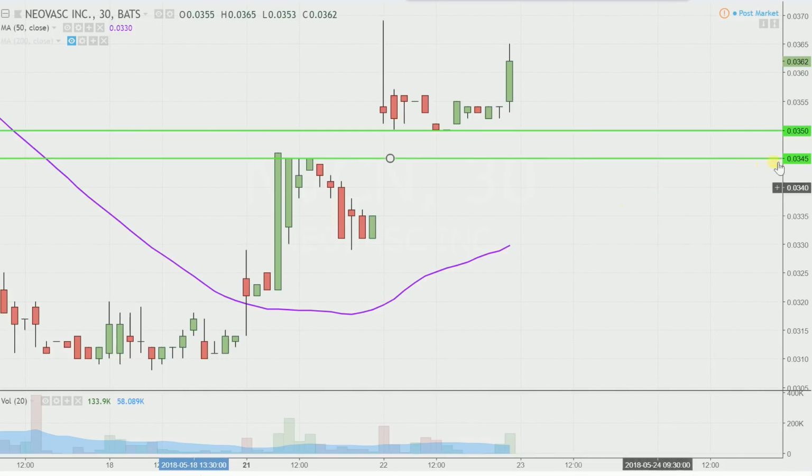Next level after that would be this previous breakout point, and that sits at 0.034 and a half. So 0.034 and a half, and then 0.035. If you want, you can just call this a support zone in and of itself. Those would be those near-term levels of support.